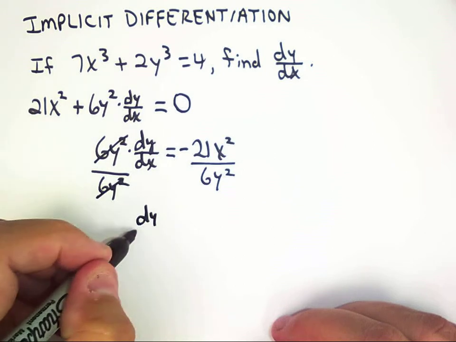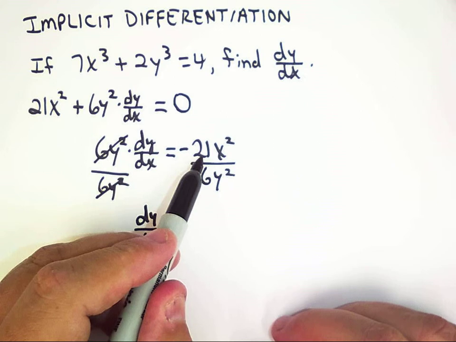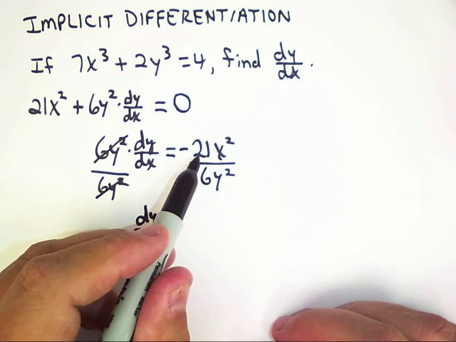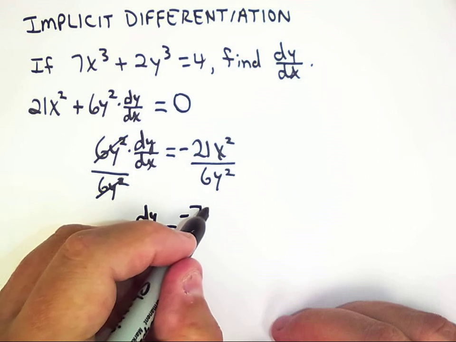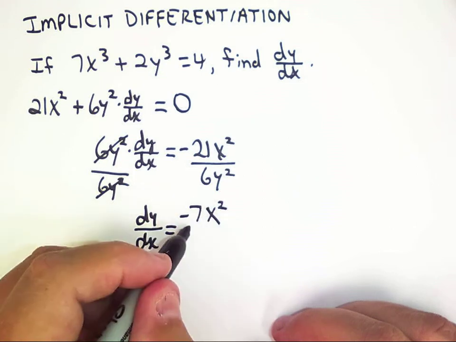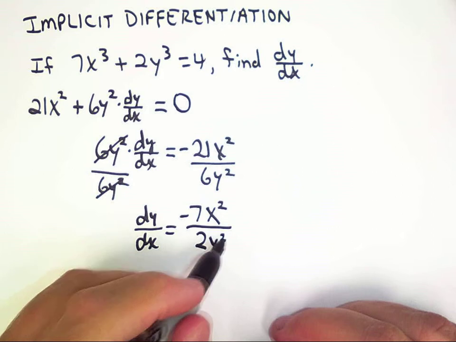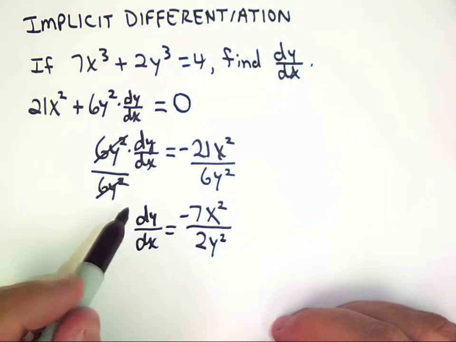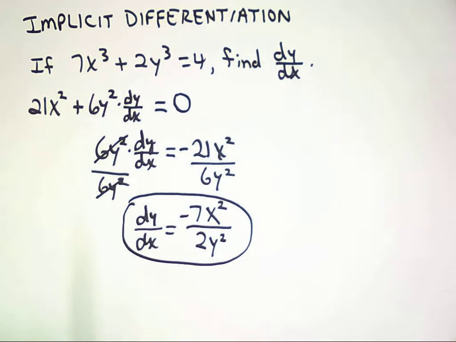And I get dy over dx is equal to, and notice there's a 3 as a factor of 21 and a 3 as a factor of 6. So I can divide both top and bottom by 3 and simplify. And I get negative 7x squared divided by 2y squared. And I've found the derivative of y with respect to x.